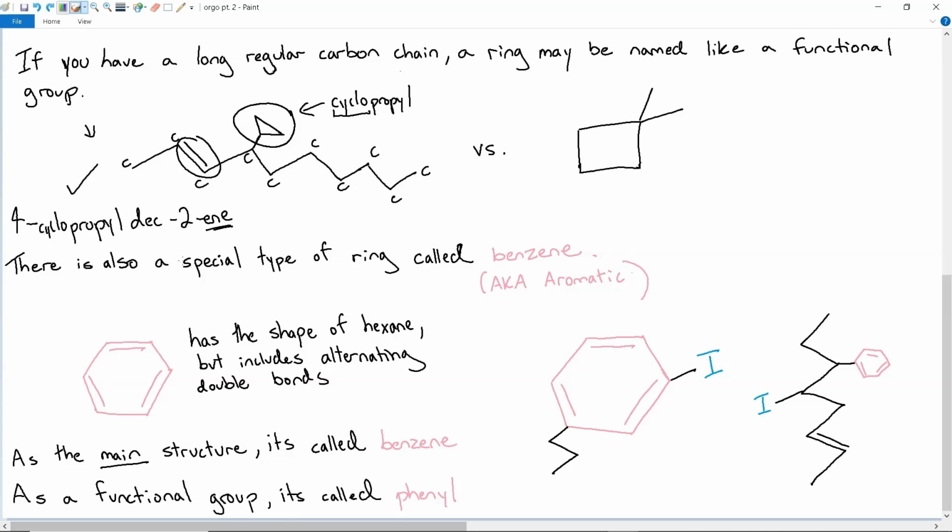And so let's compare this to the type of question we did previously, where our main structure is the ring structure. So here we have a 4-carbon ring structure. So we have a cyclobutane.